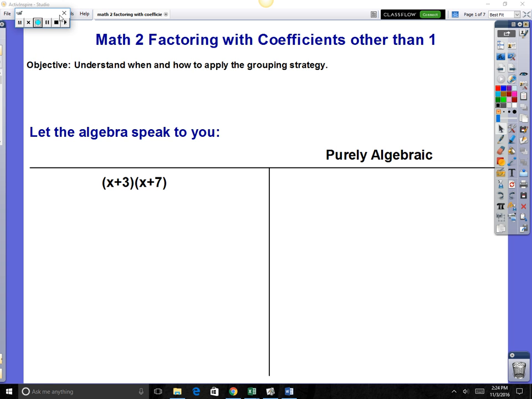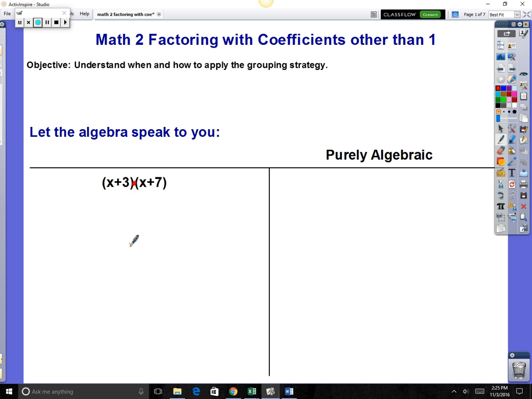Alright, time for some more factoring. This time, it's going to get a little more complex. A little more, a little more, a little more. So, factoring with coefficients other than 1. When your coefficient's 1, it's a piece of cake. So let's do this problem.